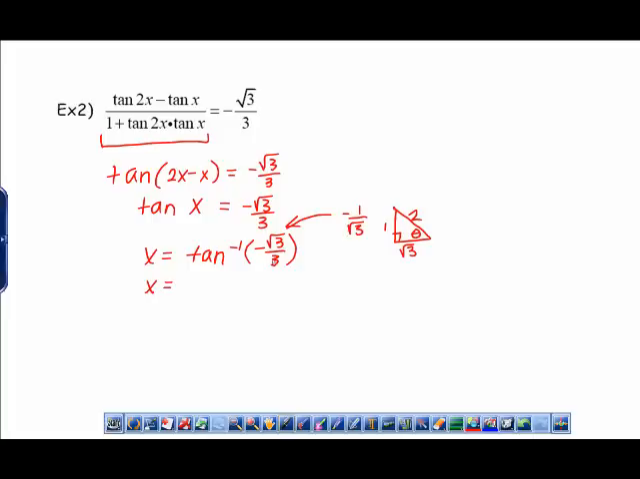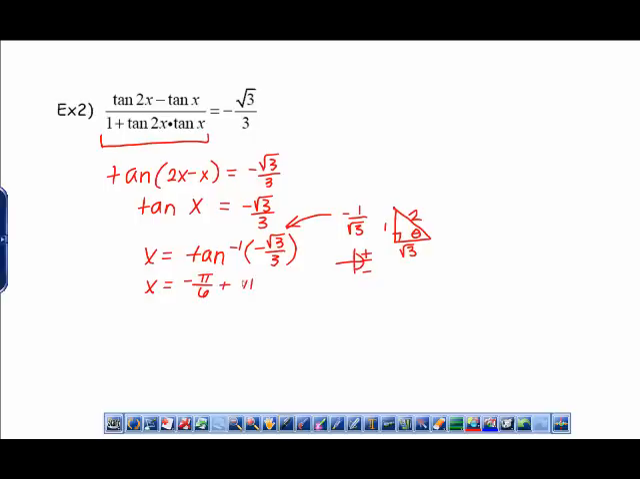So the reference angle here is 30, but because I have a negative, I do have to think about restricted range. Just to review, arctangent has the same restricted range as arcsine. So I should be going to the fourth quadrant for negative. So my principal value here is negative pi over 6.